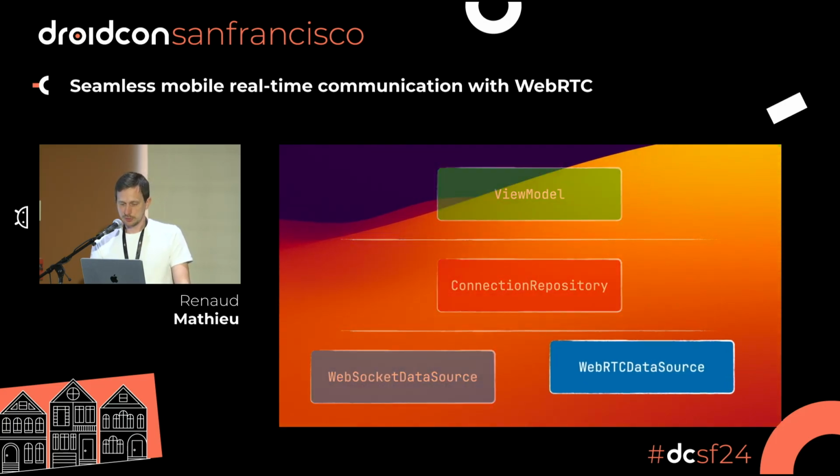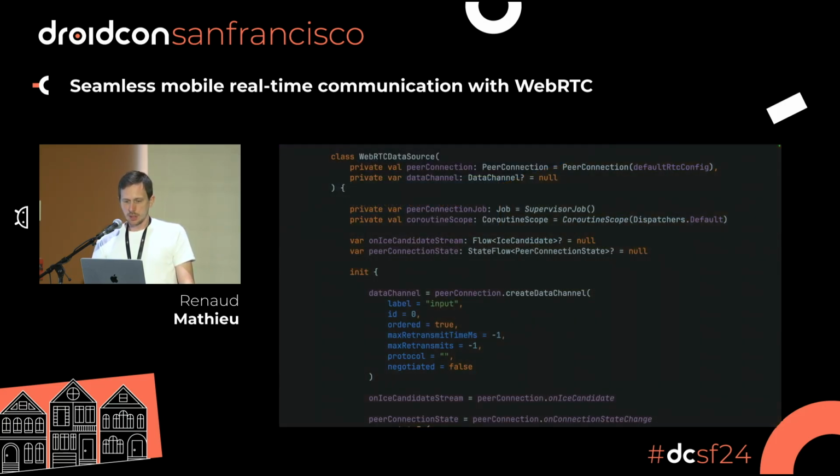The WebRTC data source. First thing is that we will need a peer connection. You will see that there is a default RTC configuration. We'll see that after. I never managed to use something else because it works with the default one. We can also create a data channel. As I said, there is audio, video, but for arbitrary binary data, we need to create a data channel. So let's create it inside the init directly.